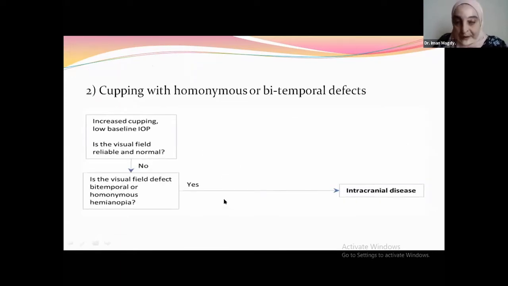A second scenario: we have to beware of coexisting cupping with a bitemporal or a homonymous hemianopia. If you have vertical field defects, this could be from intracranial disease, chiasmal or post-chiasmal. Although descending optic atrophy usually leads to a pale disc, it can also be present in patients with previous physiologic cupping. So it could be confused with a glaucoma suspect. If you have previously physiologic cupping along with field defects, this could be confused with glaucoma, but if the visual field defects are bitemporal or homonymous, then this is probably an intracranial disease.